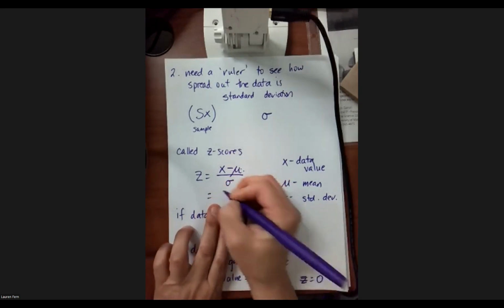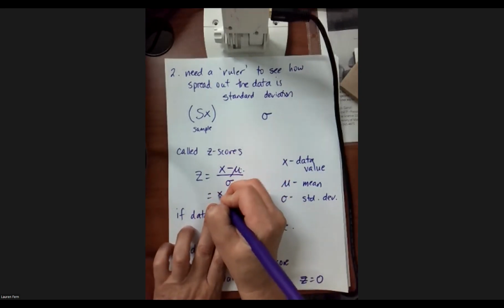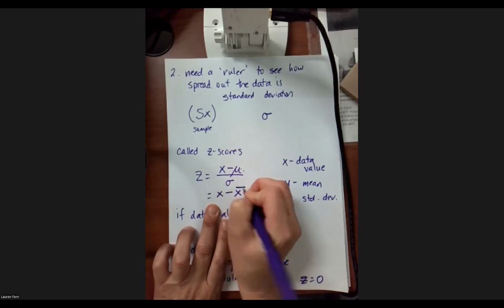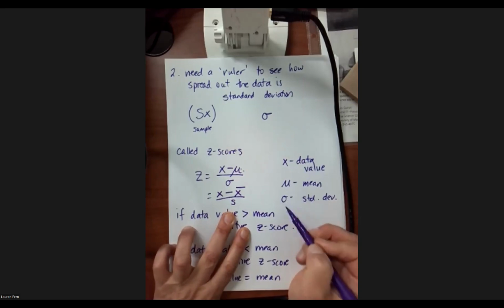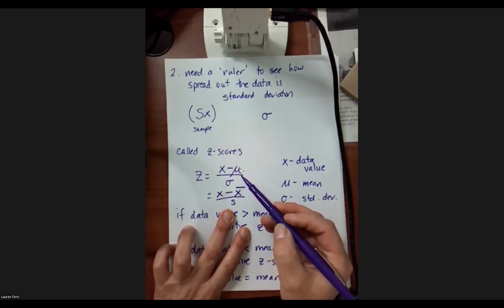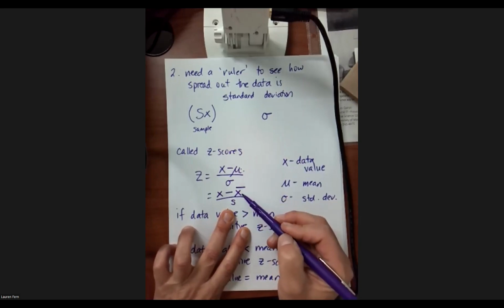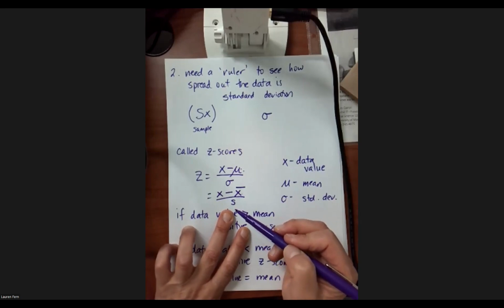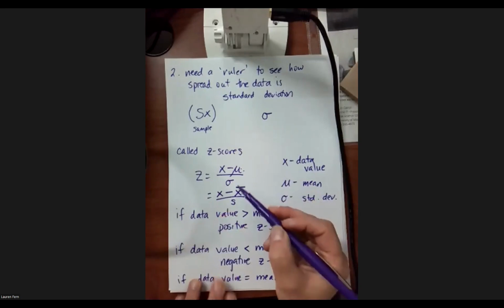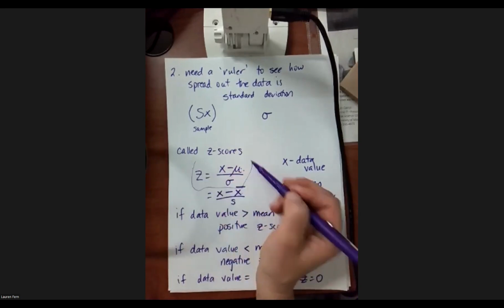So again, just so I don't throw anybody off, another way you can write this, if you don't like this Greek letter notation, is you can use X bar for the mean and little s for your standard deviation, okay? It's just more commonly used this way.